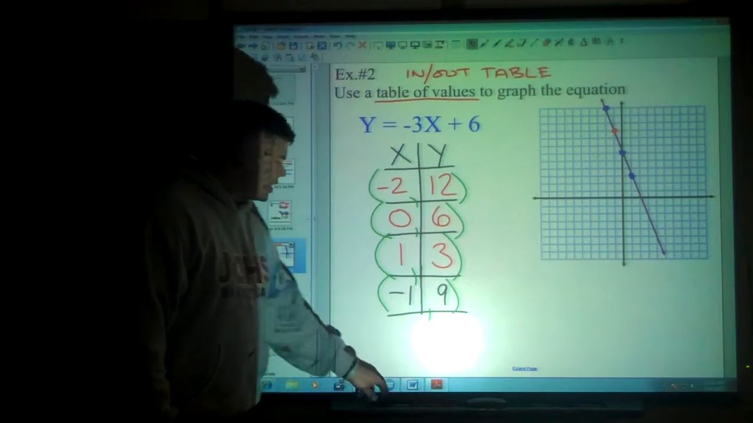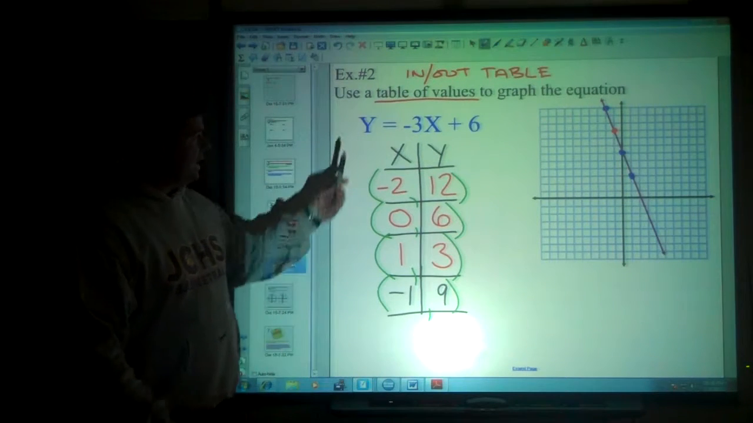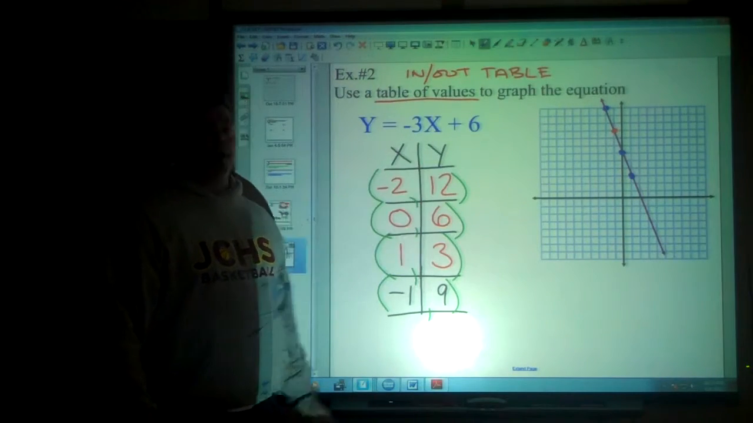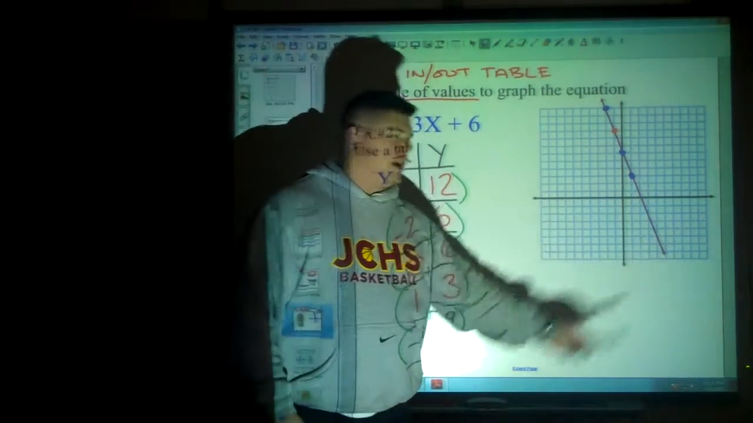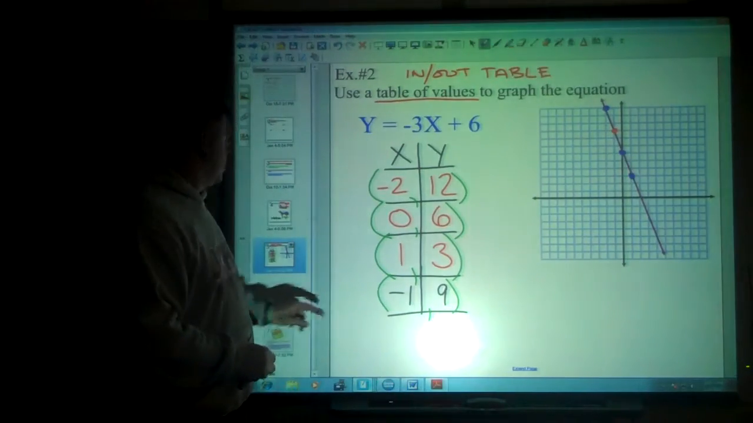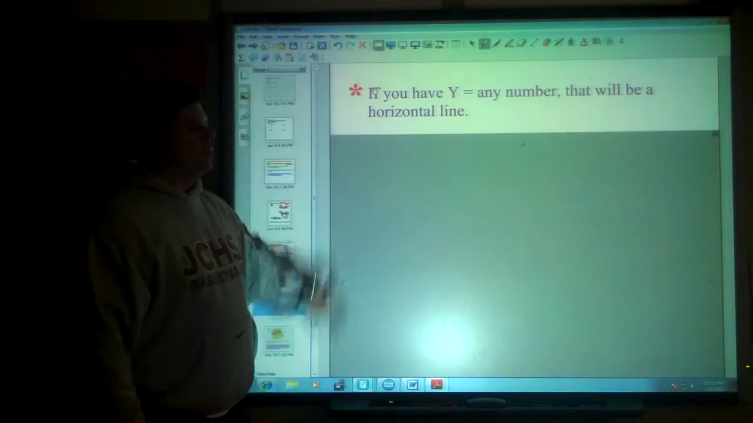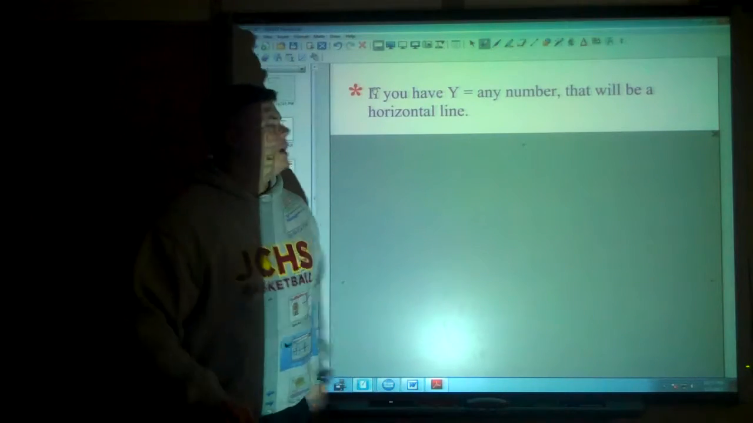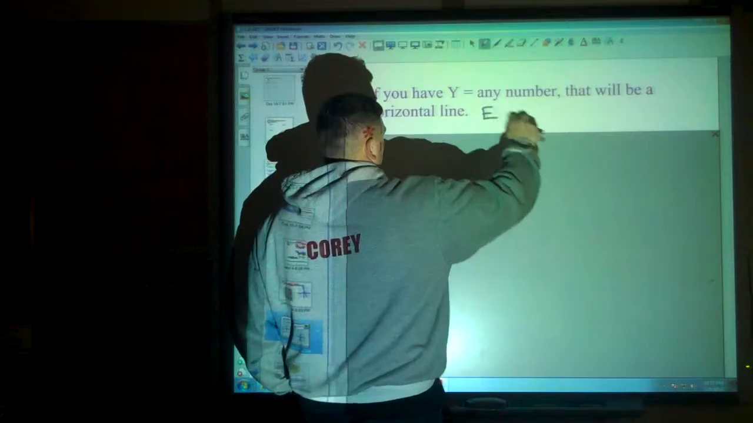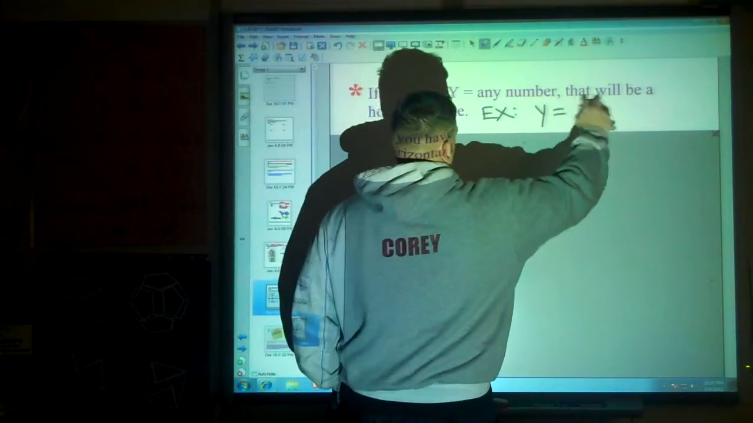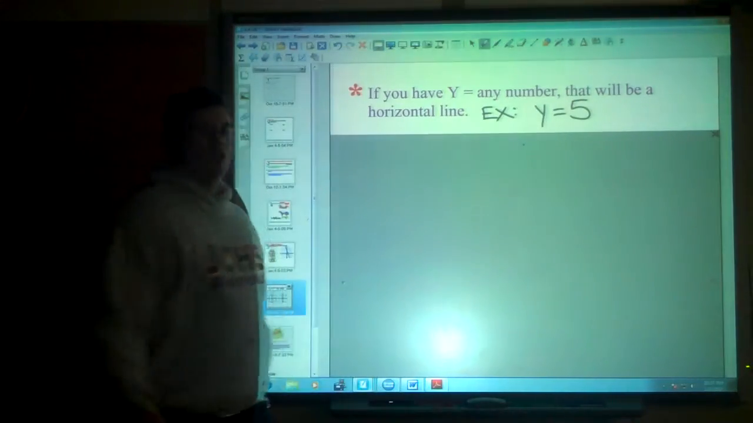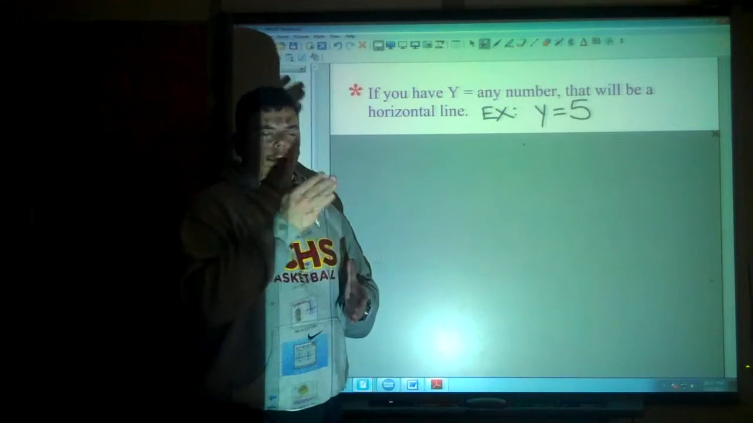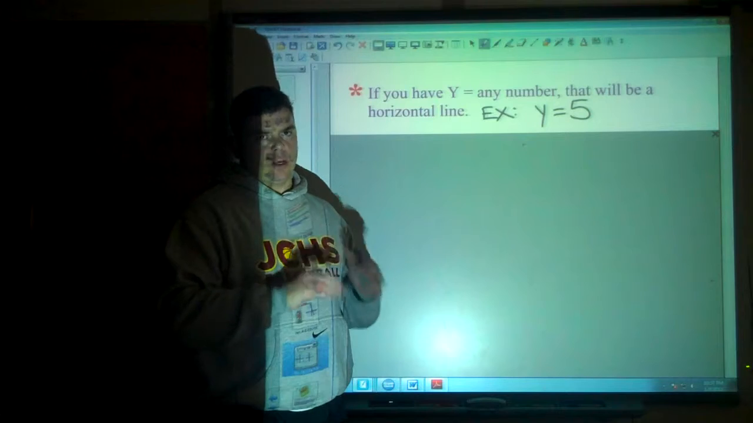There are 2 other situations I want to look at. Anytime you're looking at an equation that has both the y value and the x value, it's going to be a diagonal line. There's 2 special situations. One special situation is when we only have y. So this means there is no x in the problem at all. An example might look like y equals 5. If you saw y equals 5, there is no x. Automatically, you're going to know that's always going to make a horizontal line.